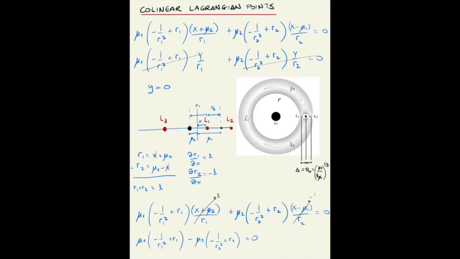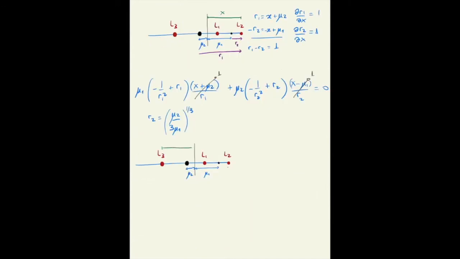Now let's see the point L3. L3 is at this distance x, which is negative, with respect to the central mass. We have the distance R1, which is from the star to L3, and the distance R2, which is from the planet to L3. Now, because x is negative, the distance R1, which is by definition positive, is equal to minus x minus mu2, and R2, which again by definition is positive, is equal to minus x plus mu1. So dR1/dx is equal to dR2/dx, and they're both equal to minus 1. Now if you subtract R1 from R2, then you have mu1 plus mu2, that's equal to 1.